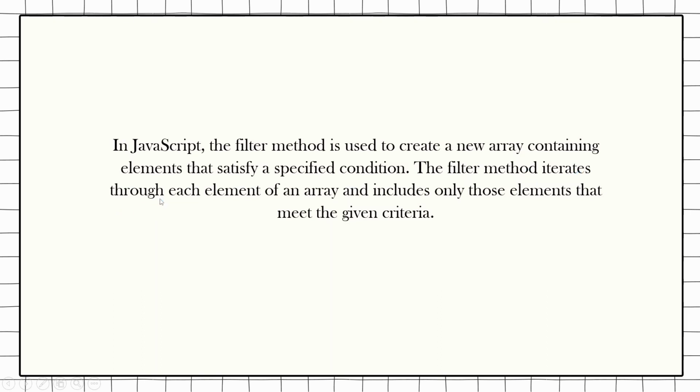And this filter method will be iterating through every element inside the array and it will include only those elements which will be meeting the given criteria. Okay, criteria will be given by us. Whatever elements we want to filter out, that criteria we will give. Basically, logic we are going to give. According to that, elements will be filtered.